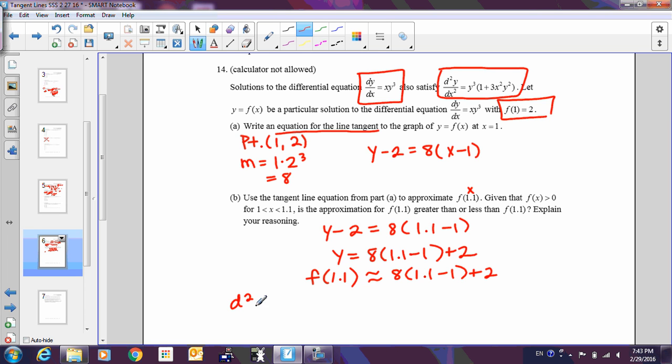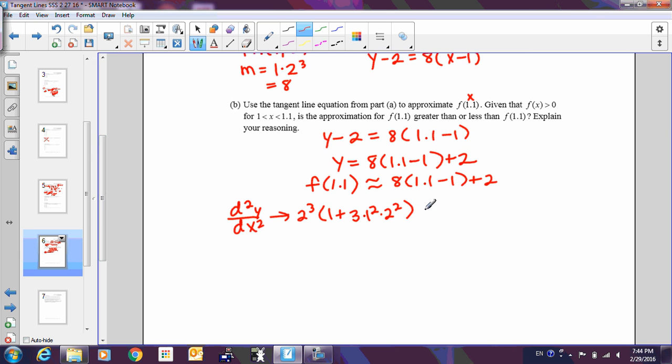Okay, so we have our second derivative, d squared y over dx squared. Remember we're plugging 2 in for y and 1 in for x. And you don't really have to evaluate this whole thing to know that this is definitely going to be positive. So because this is true, then we know that f of x is concave up at 1 comma 2.